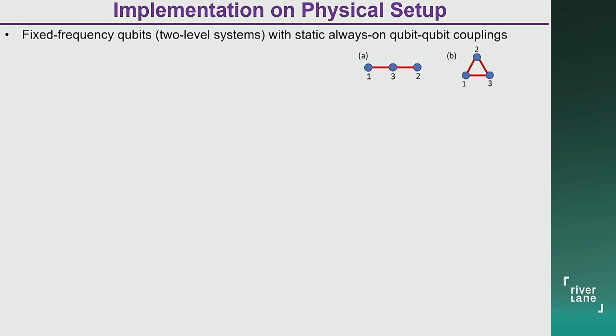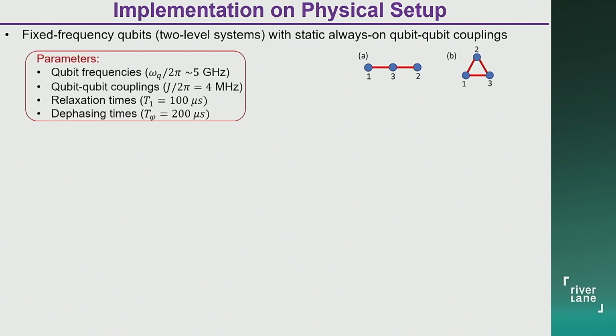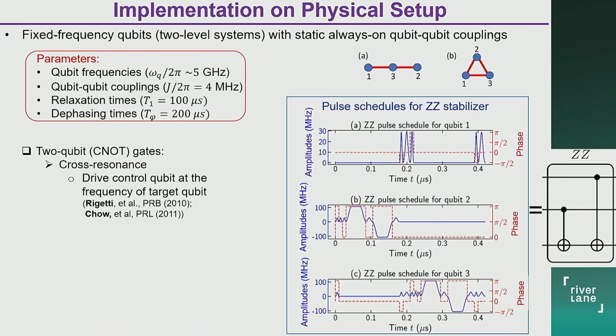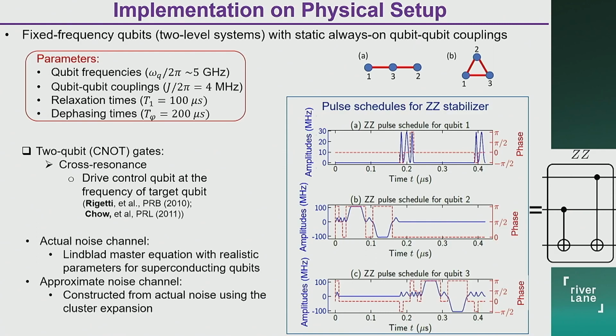We consider applying this 2-0-0 code in a concrete realistic setup, which consists of a processor built from fixed frequency qubits with static always-on qubit coupling. We use realistic parameters for superconducting qubits in our simulations. The CNOT gates are obtained from the cross-resonance scheme, which is basically driving the control qubit at the resonance frequency of the target qubit. Using these pulse schedules, and with realistic T1 and T2 in the Lindblad master equation, we can simulate the actual noise channel.